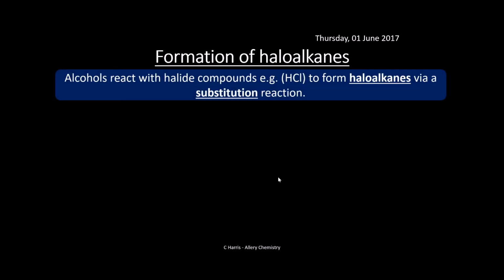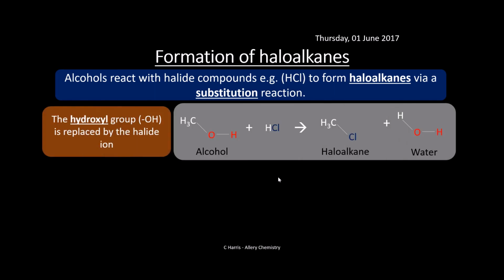Okay, alcohols, they react with halide compounds. So for example, HCl, and they form haloalkanes via a substitution reaction. So you can see here we've got the hydroxyl group, which is the OH. It's replaced by the halide ion. So there's the alcohol there, reacting with the hydrogen halide. In this case, we're going to use HCl. This is effectively going to break. Again, I've colour-coded it to see what's going to happen. The OH falls off and is replaced by a chlorine. That's why we call it a substitution reaction. And the OH that was on the alcohol now then goes on to form water. So now you can see here that we formed our haloalkane.